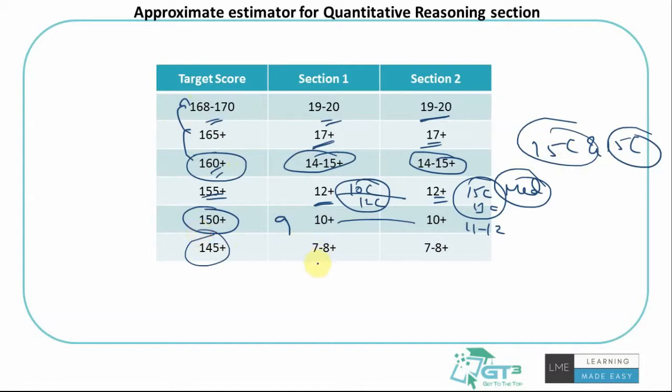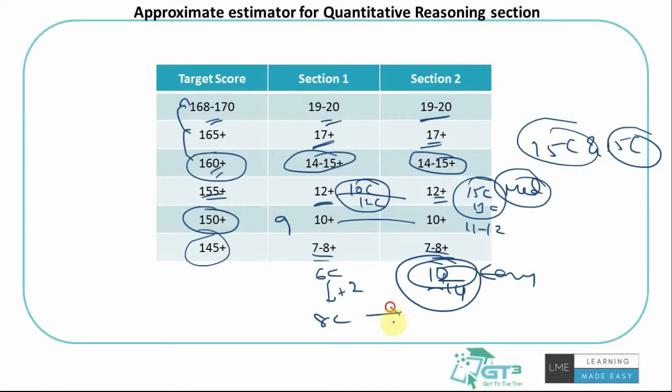145 plus, get 7 to 8 correct in both sections. If you get less than 7 here, you will be getting an easy section. It will be a big uphill task for you to get 145 plus. Let's say I need to get at least 14 correct or 12 correct to get a 145 plus, which is a difficult thing. Even if I can get 1 to 2 more correct, that will give me a much easier way to get 145 plus.